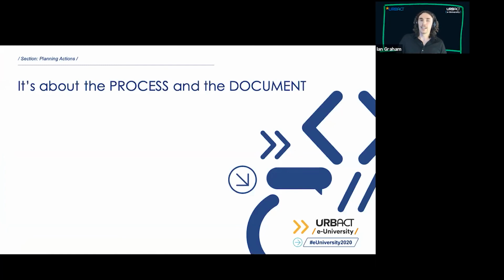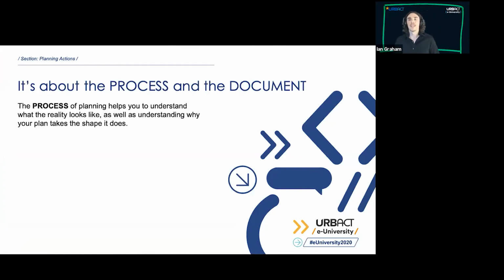So to just dig into that a little bit, the process part of planning helps you understand what the reality looks like, as well as helping you understand why your plan takes the shape it does and how your actions fit together in the right way. So the work you've done with Mary and Christoph around stakeholder landscape and all that mapping and the problem analysis helps you understand the context you're working in. And the other parts of the process that we're talking about, and particularly going to now, help you to understand how all that works together and how that comes into coherent actions.